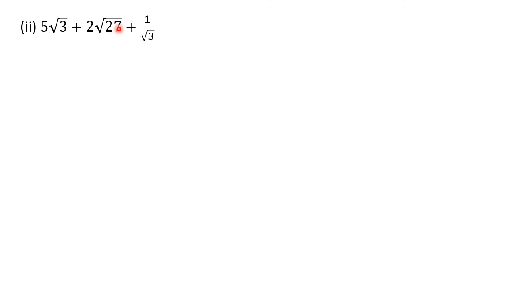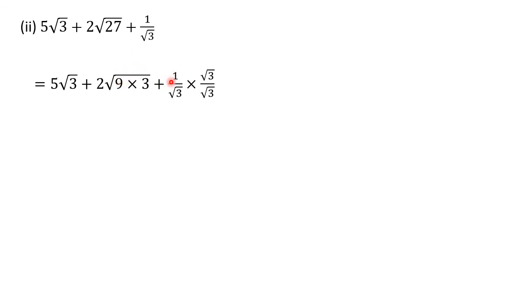At the same time, we will express this root 27 in the simplest form. 5 root 3, which is in simplest form, we will write as it is, plus 2 as it is. This 27 is written as 9 into 3. 9 is a perfect square.